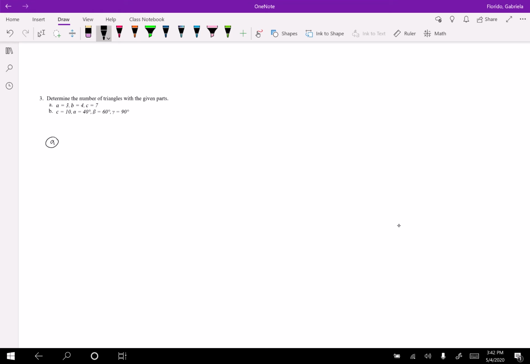So let's see, if we have an actual triangle, can we even create a triangle with these lengths? My longest side here is 7, my smallest one is 3, and my B is 4. And so if I do A plus B, is that going to be greater than C? So let's plug it in. We have 3 plus 4. Is that greater than 7? Nope, because here 7 is not greater than 7. And so this fails the triangle inequality, which means that we cannot create a triangle with these given sides.